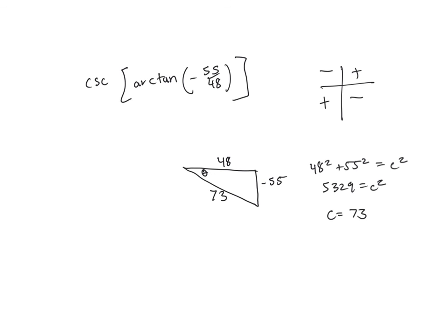Now I just need to find the cosecant of this angle. This last part, find the cosecant. My cosecant is my hypotenuse over my opposite. So that is 73 over negative 55, or negative 73/55, like so.